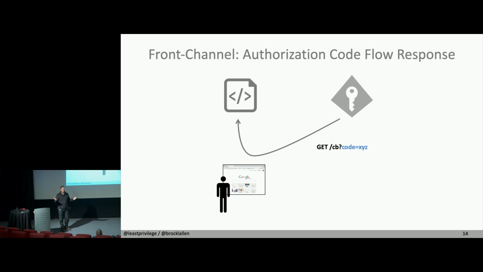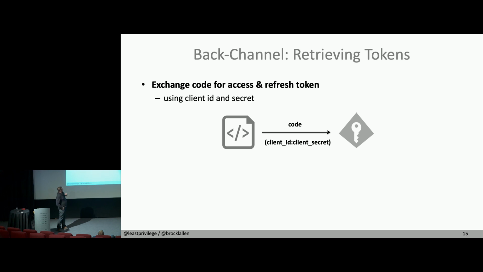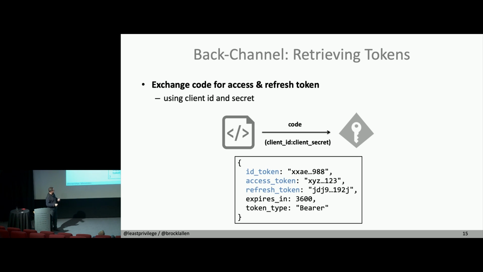This code is just a random number, right? It has no meaning whatsoever. But once the client application has this code, it can open a server-to-server back-channel communication, send that code in, and authenticate with the token service, because it's a confidential client. Then the token service will send back all the tokens needed. And you typically get back 3 tokens.